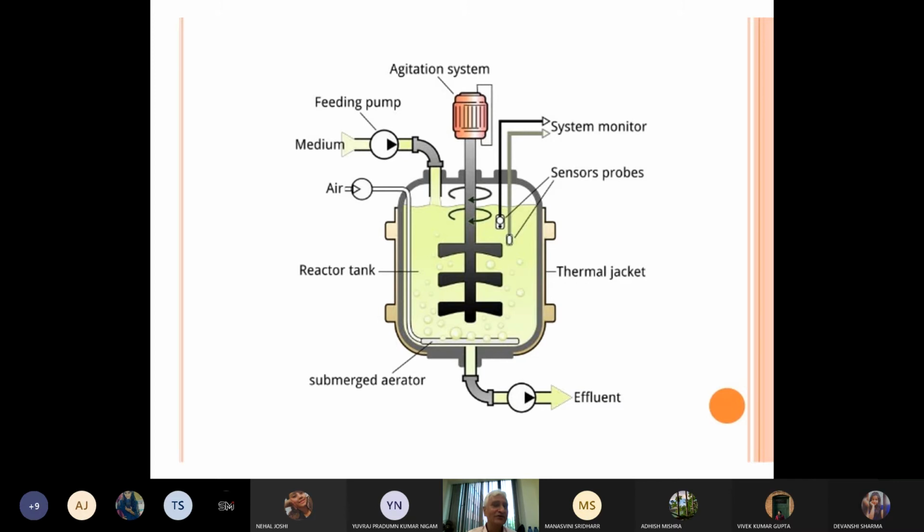So first you heat it to 100 degrees centigrade, and only then do you inject steam directly into the media. If you put the steam directly into cold media, the volume will increase dramatically. And that is the importance of the sensor probe.